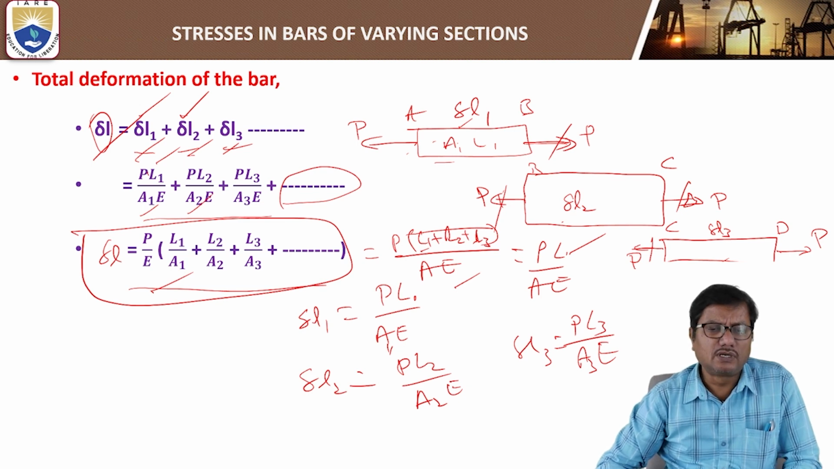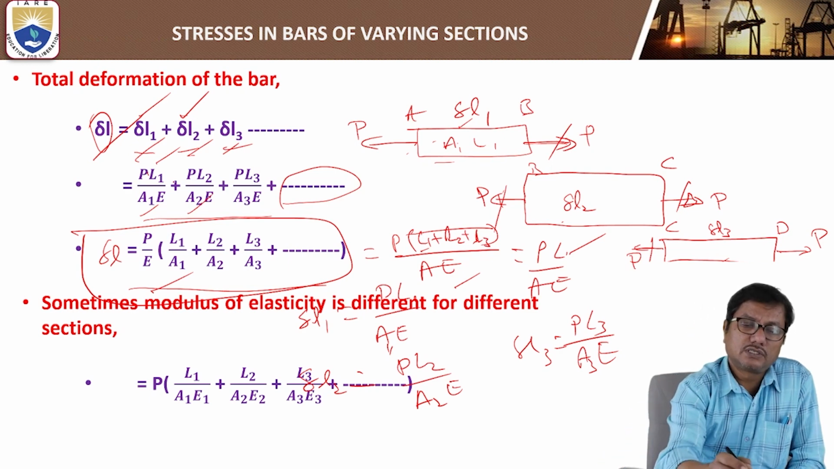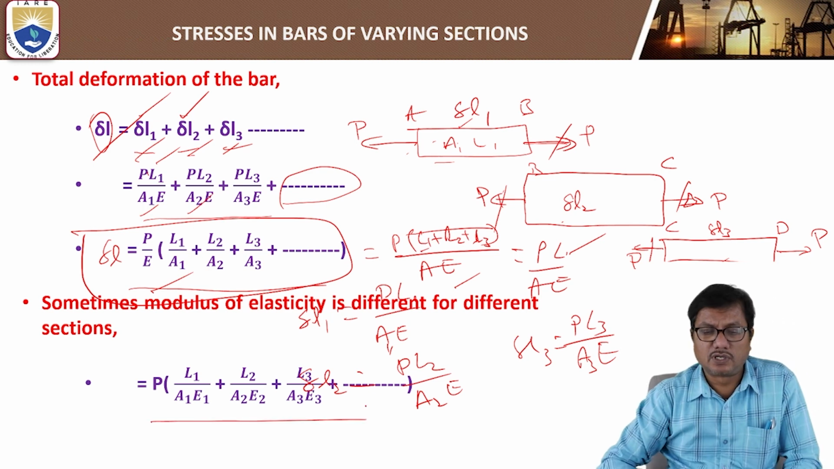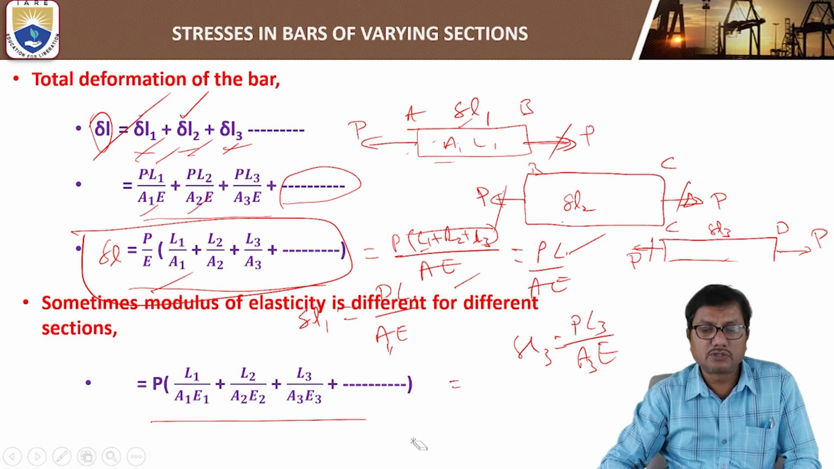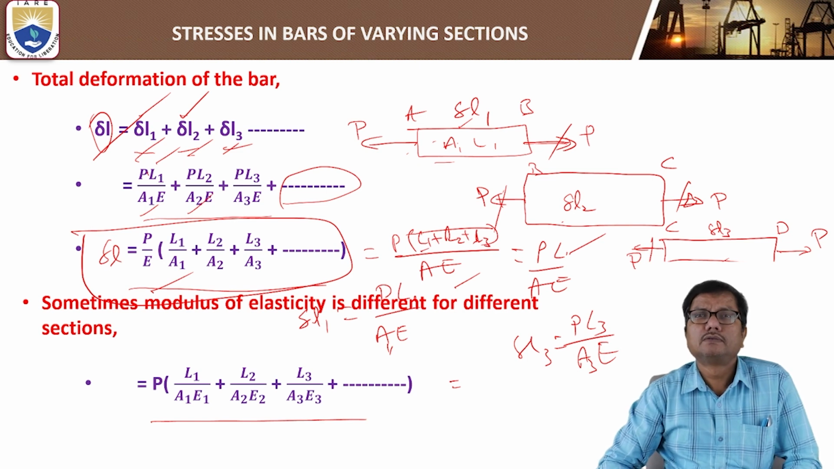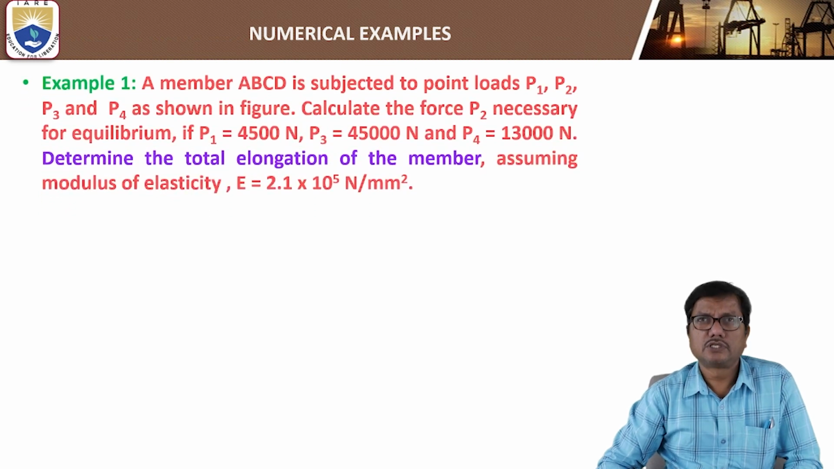Now, the modulus of elasticity is sometimes different. In that case, the equation takes this form: P into (L1 by A1 E1 plus L2 by A2 E2 and so on). So this is how we find the total elongation of a member consisting of different portions of different areas and lengths.